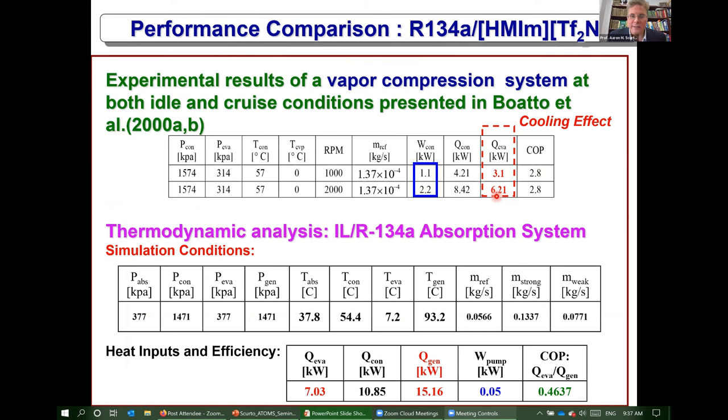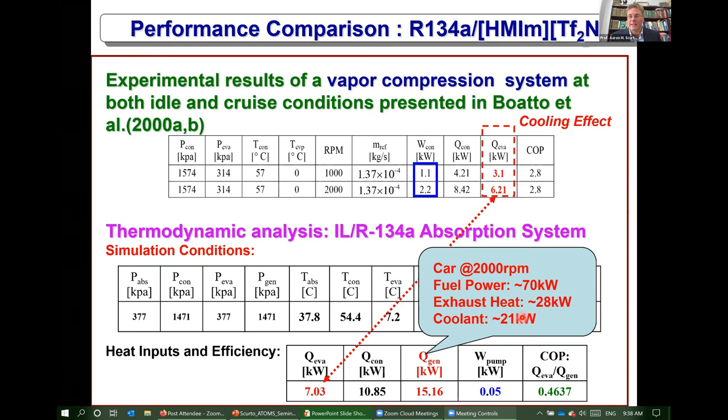And what you can see is that we can get even better cooling effects than a traditional system. And you can see from looking at the work of the compressor and the work of the pump that the work of the pump for the recirculation in our absorption system is orders of magnitude less than that of the compressor. But in our system, we do need heat. And so right here, we need that heat to power this cycle. Where can we potentially get it?